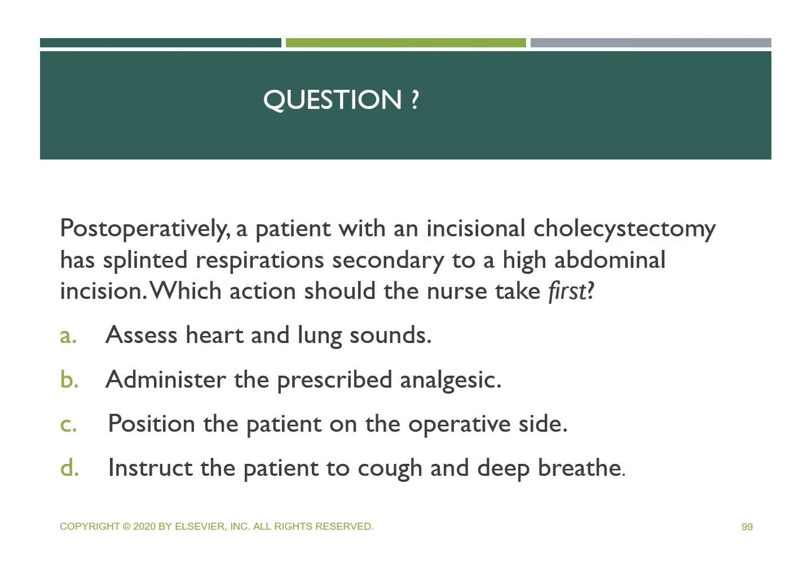Postoperatively, a patient with an incisional cholecystectomy has splinted respiration secondary to a high abdominal incision. Which action should the nurse take first? The correct answer here is to administer the prescribed analgesic. Anybody that has an abdominal incision needs to be medicated effectively in order for them to be able to breathe and oxygenate well. So administering the prescribed analgesic to somebody who has splinted respirations is appropriate.